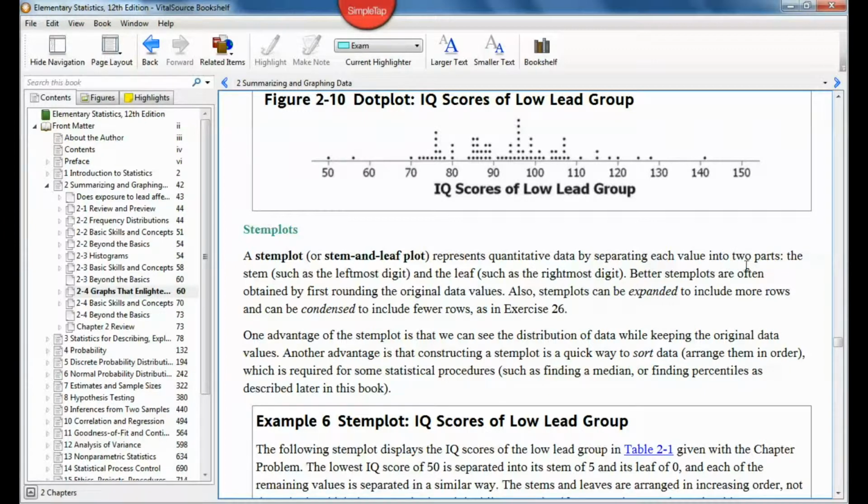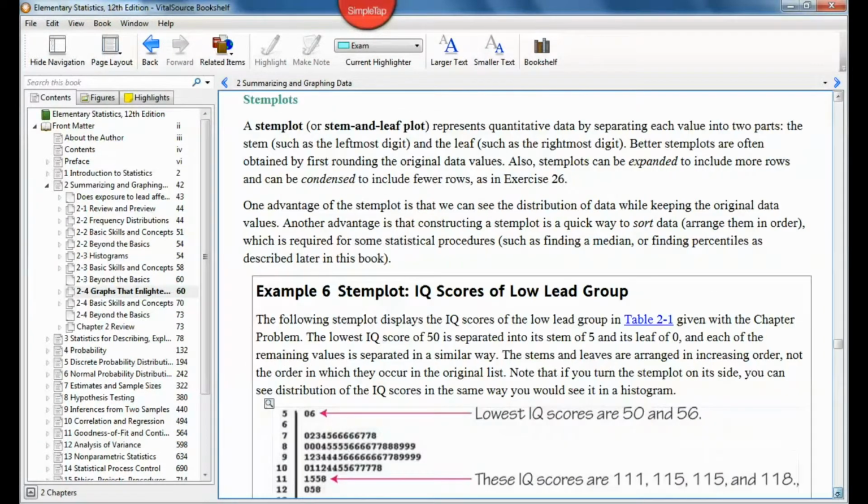This was the easiest one to do, though, because I really separated them. To me, the way that the chart itself looks is just different. It's a different way of thinking about a set of numbers. But it says the stem, such as the leftmost digit, and the leaf, such as the rightmost digit, is going to be put in a chart like this.